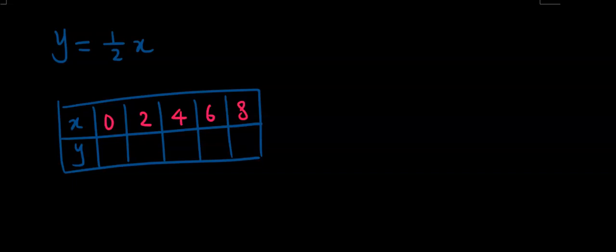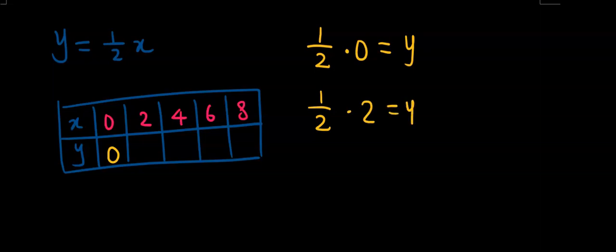When x is 0, what is y? So what you do is put a 0 here and find out what y is. 1/2 times 0 is y. Y is 0. Next one, when x is 2, what is y? 1/2 times 2, that is y. Y is 1. Next one, 1/2 times 4, what is y? 4 divided by 2, that is 2.